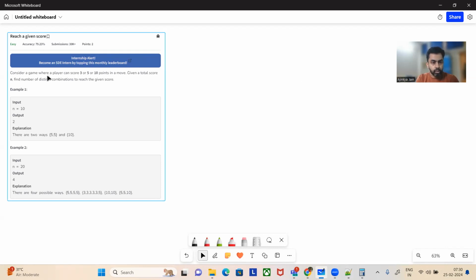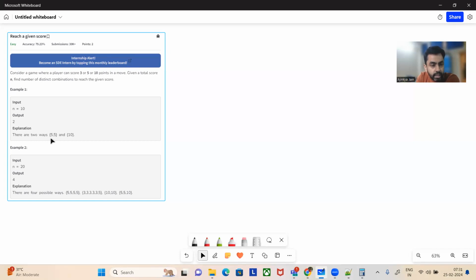Reach a given score. There is a game where a player can score 3 or 5 or 10 points in a move. We will be given a total score of n. We want to find the number of distinct combinations to reach the given score using these points, 3, 5 or 10. For example, the total score n given is 10. Now we want to find in how many ways we can reach this total score 10 using 3 or 5 or 10 points.